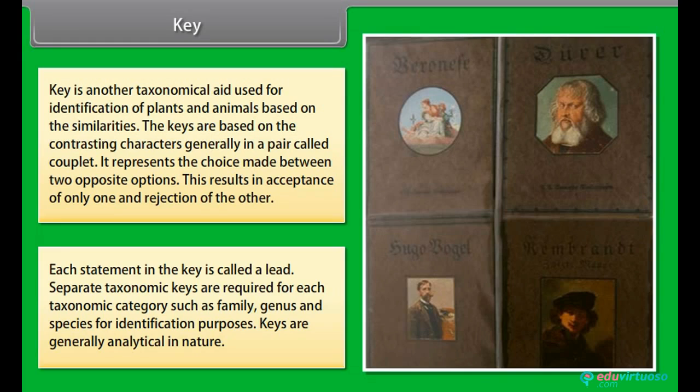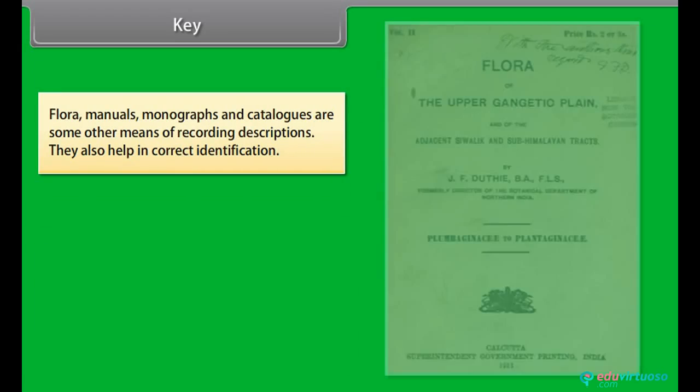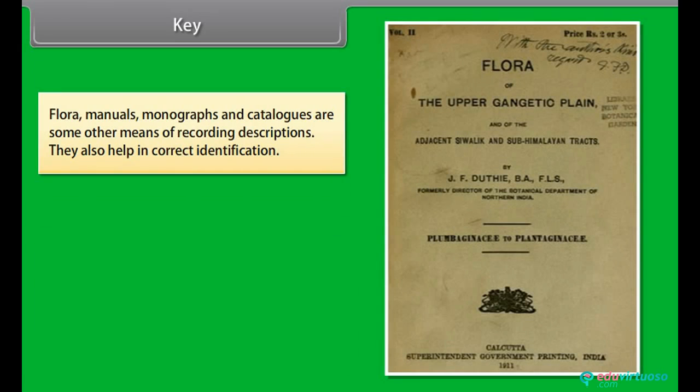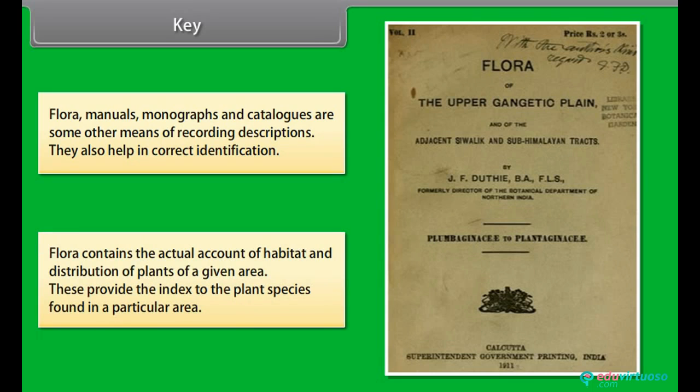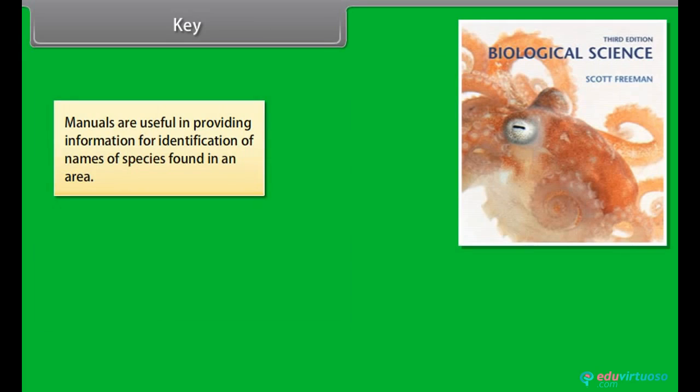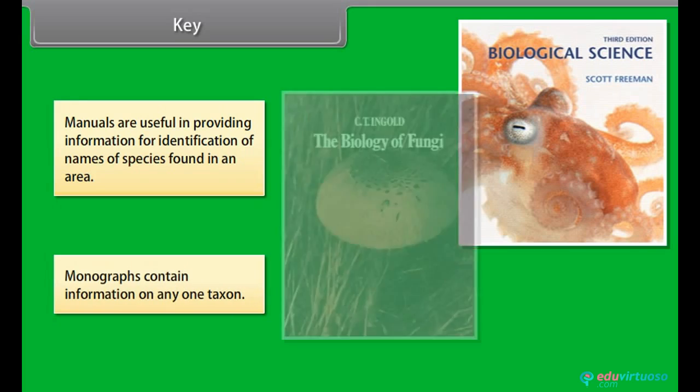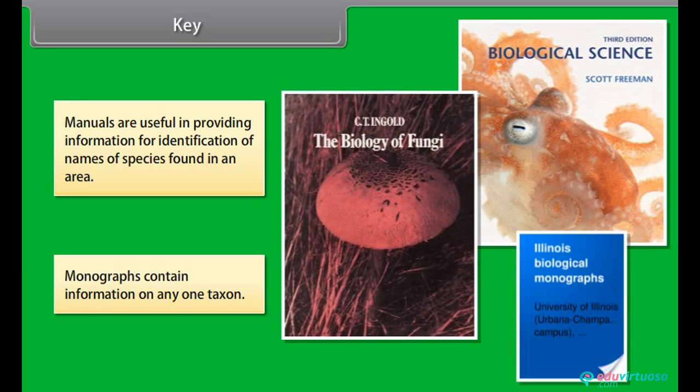Keys are generally analytical in nature. Flora, manuals, monographs, and catalogs are some other means of recording descriptions. They also help in correct identification. Flora contains the actual account of habitat and distribution of plants of a given area. These provide the index to the plant species found in a particular area. Manuals are useful in providing information for identification of names of species found in an area. Monographs contain information on any one taxon.